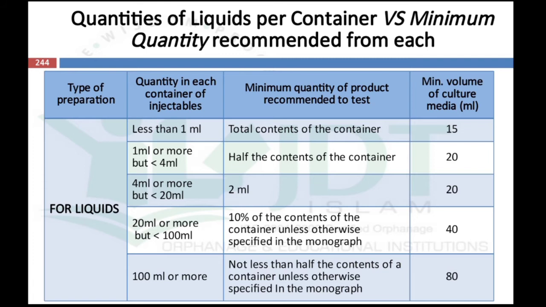If each container consists of greater than 4 ml and less than 20 ml, we have to take 2 ml of the sample and 20 ml of the culture media for sterility testing. If each container consists of greater than 20 and less than 100, we have to take 10% of the content unless otherwise specified in the monograph, and 40 ml of culture media. If it is greater than 1 ml per container, not less than half of the content should be taken for sterility testing.